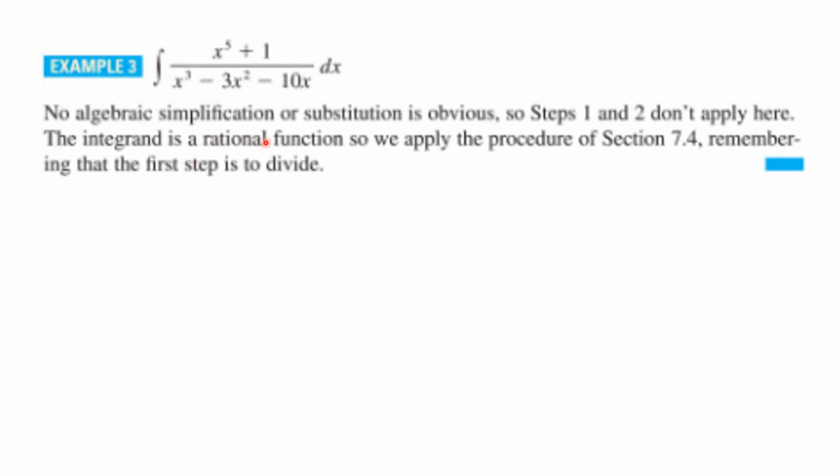Now there's no algebraic simplification or substitution that's obvious here, and so the big thing to do is algebra, and you just do long division. So you're dividing the cubic into the 5th degree polynomial, and eventually we'll have something that we can integrate relatively easily using formulas that we had before, and then partial fractions.